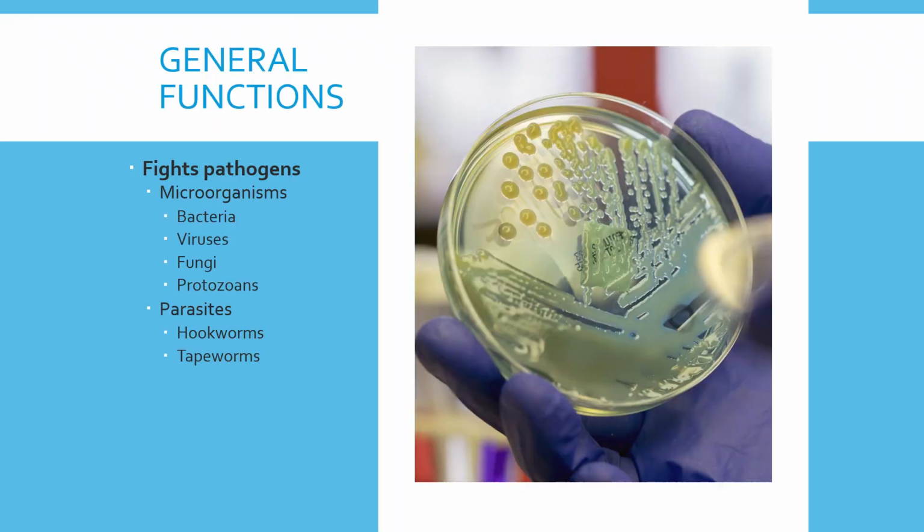All right, so the general functions of the immune system include fighting pathogens. Pathogens are going to vary in terms of what they are. So we have microorganisms, which can include bacteria, viruses, fungi, protozoans, parasites, which are larger organisms that are going to include the worms or hookworms or tapeworms. It's going to play a role in removing worn out, damaged, and abnormal cells. So we see this in cases of cancer and some autoimmune disorders.